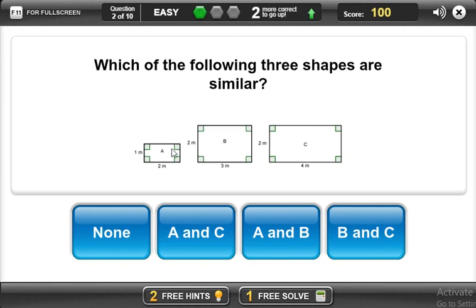Well, just to prove this to you, if we multiply 1 by 2 to get 2, we'd also have to multiply this one by 2 as well to get 4, but it's actually 3, so it's not B at all. So A and C.